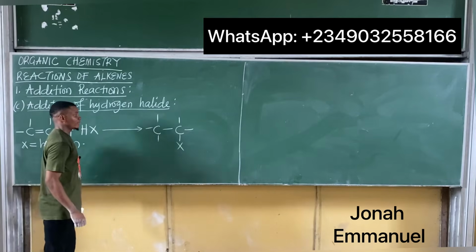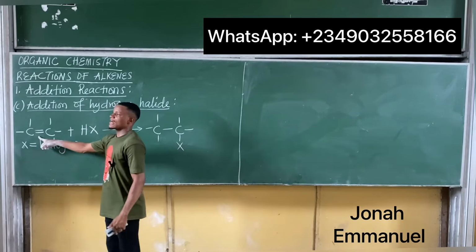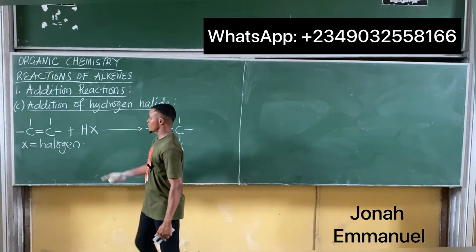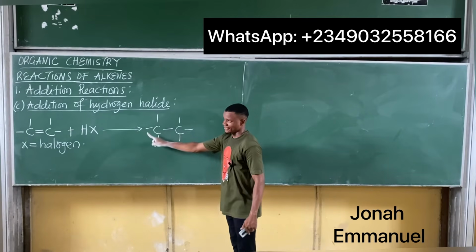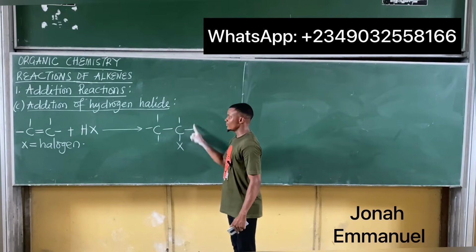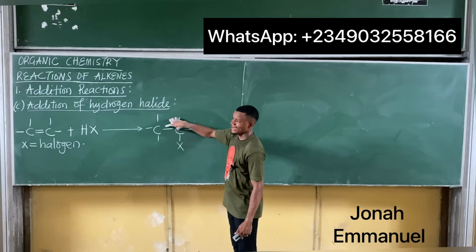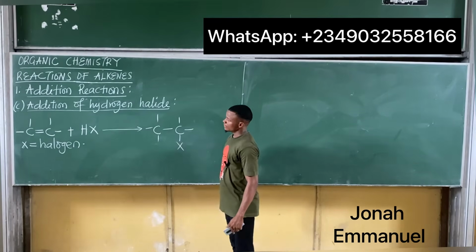What does this mean? It means that a double bond, an alkene, will react with a hydrogen halide to give you what there? A haloalkane. So this is called a haloalkane, or what there? Alkyl halide. Alright, let's get an example.